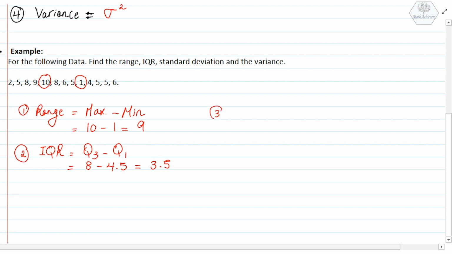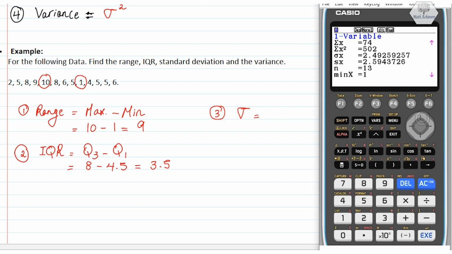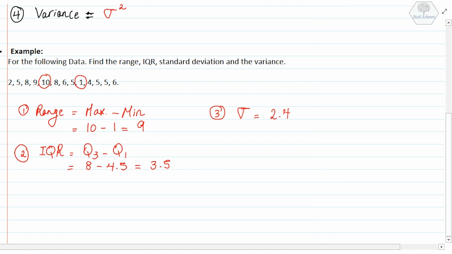The third thing I have to find is the standard deviation. I have it on my graphical display calculator. This is sigma of x. It's equal to 2.49. And the last thing I want to find is the variance, which is sigma squared. This is equal to 2.49, all of it, squared.